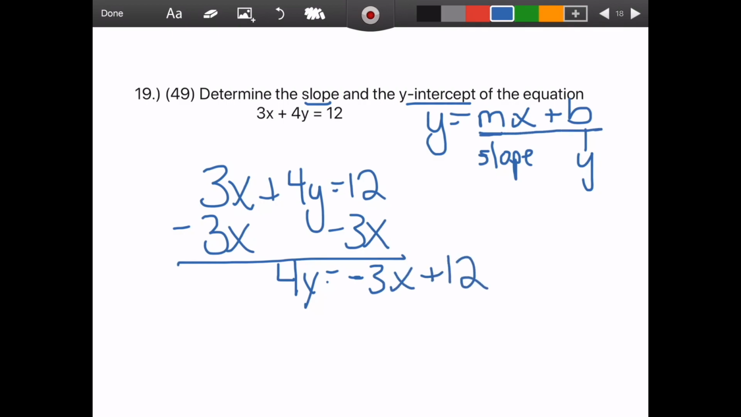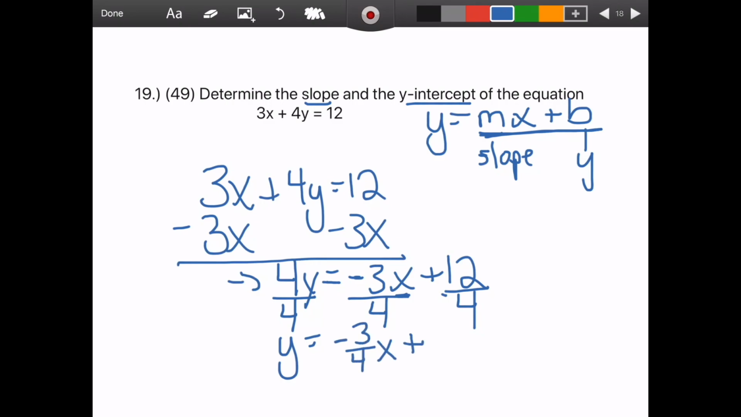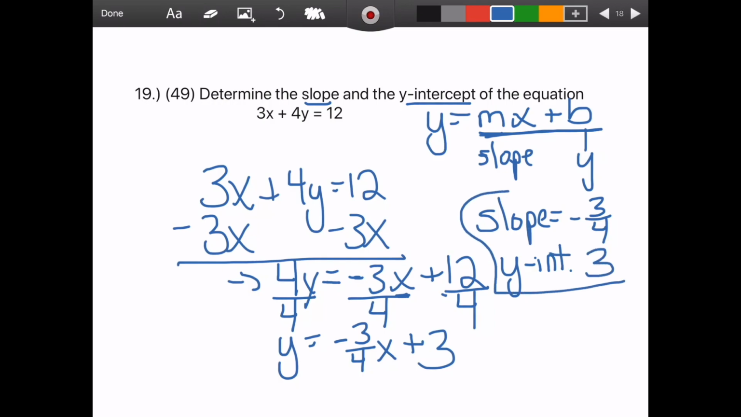Notice I'm starting to get it into this format. So here's my x and then my constant. However, I have this 4 in front of the y, so I need to get rid of that by dividing by 4, which means I have to divide this whole side by 4. So everything on the other side needs to be divided by 4 also. So I get y equals negative 3/4 x plus 3. So the slope is negative 3/4, and the y-intercept is a positive 3.